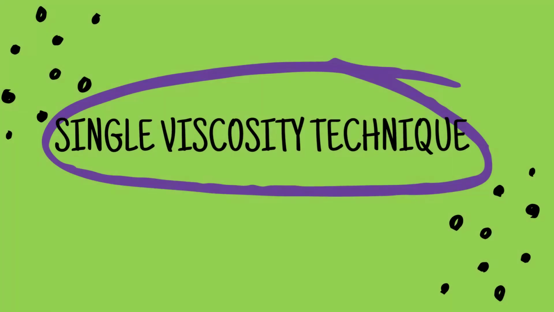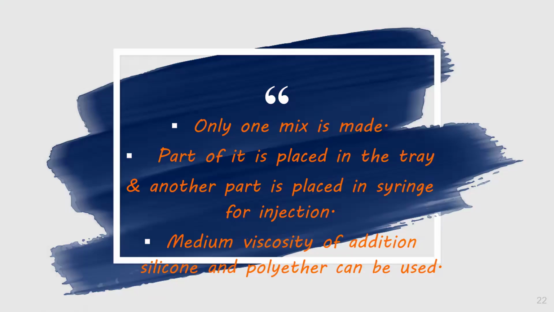Moving on to single viscosity technique. Here, we use the same viscosity, the same material. Only one mix is made. Part of the mix is placed onto the tray, and the other part is placed in a syringe for injection around the prepared tooth surface. Mostly we adopt medium consistency of addition silicone material, or polyether material can be used in this technique.